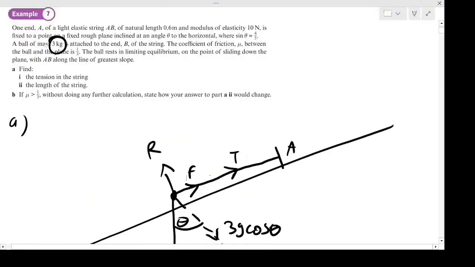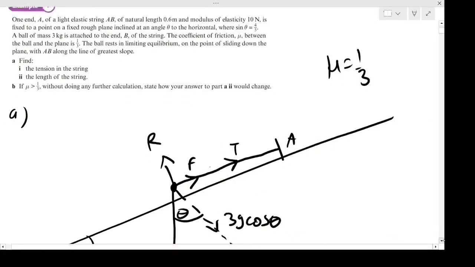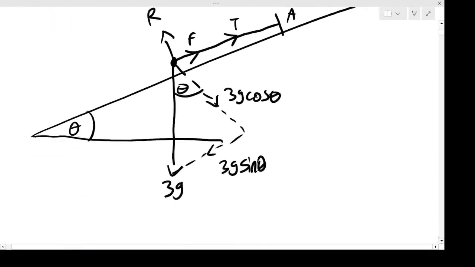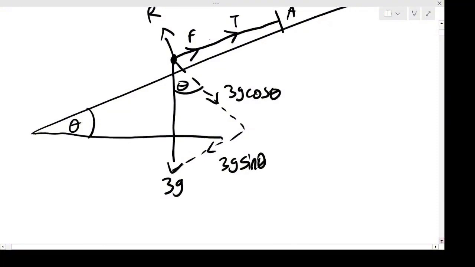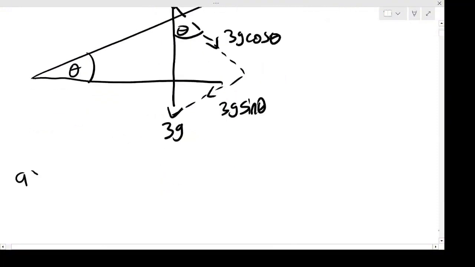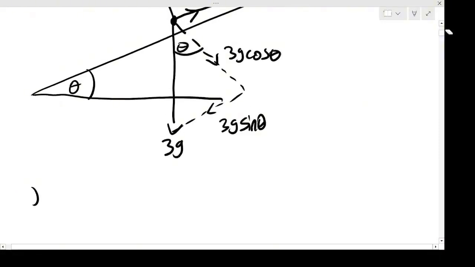I'm going to note that mu is a third. So that's everything. Now we need to find the tension in the string. Really at this point, once we've labelled our forces, hopefully you're happy with this diagram. It's just standard procedure. We've dealt with this even in the last chapter, in the work, energy and power chapter, and even at A level in normal maths. What we can do is start to resolve stuff.